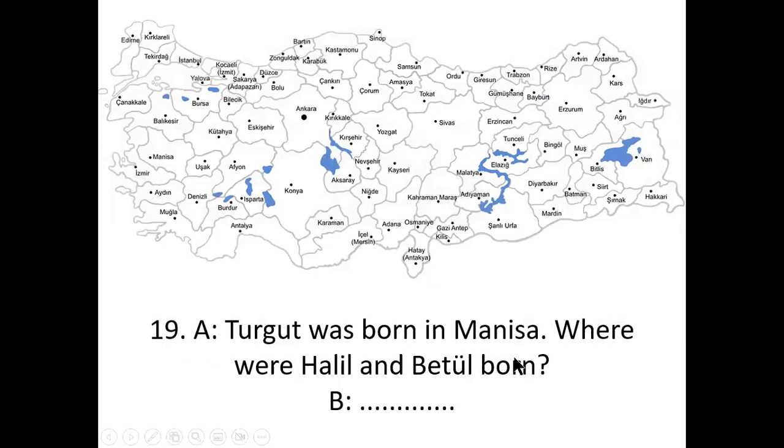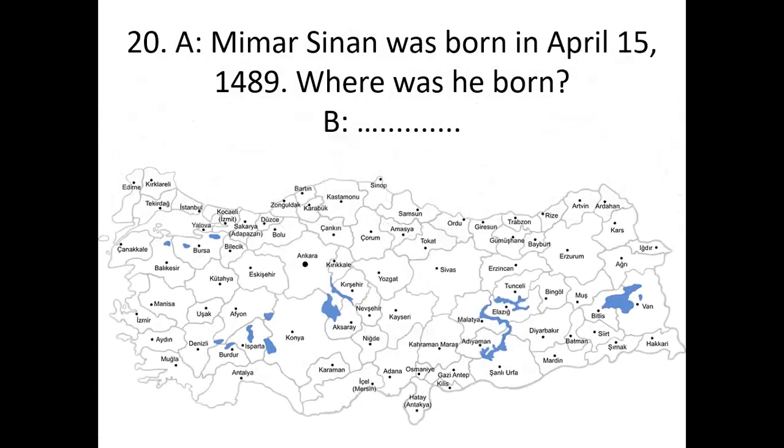19A. Turgut was born in Manisa. Where were Halil and Betül born? Where were they born? They were born in Mardin. Yes. Halil and Betül were born in Mardin. Mimar Sinan was born on April the 15th, 1489. Where was he born? He was born in, where is Kayseri? He was born in Kayseri. Yes, here on the map. We can see it on the map.